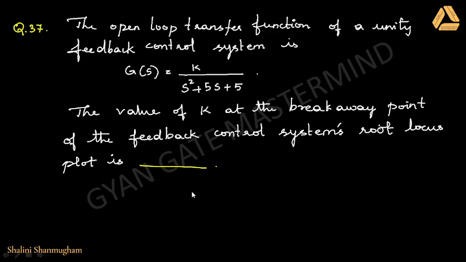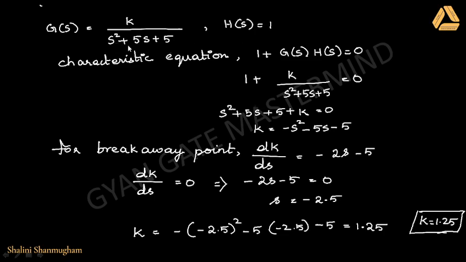To find the breakaway point, the procedure is just write the characteristic equation. They have given the open loop transfer function and it is said that it is a unity feedback system. So the characteristic equation is 1 + G(s)H(s). Just substitute and get the characteristic equation. From that, bring all the s terms on one side and K on the other. Write the equation in the form K = -s^2 - 5s - 5.